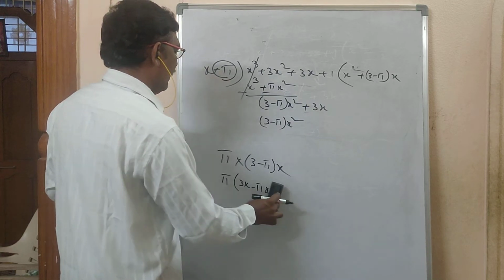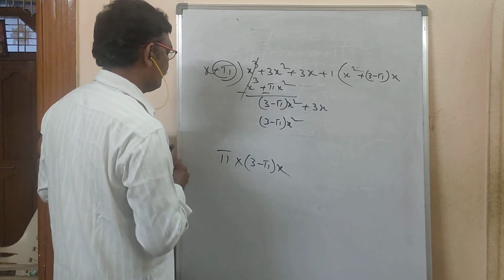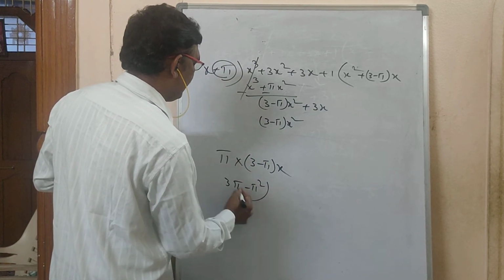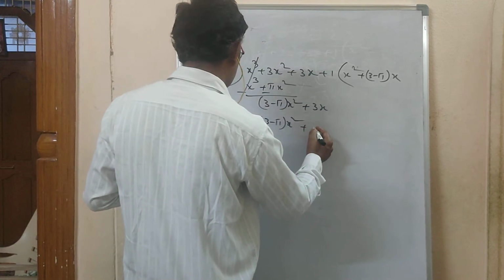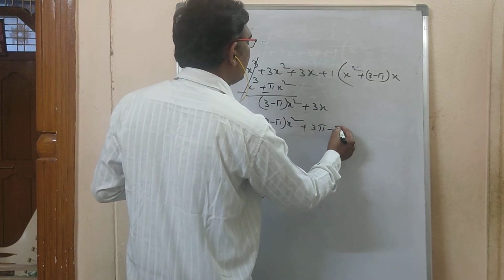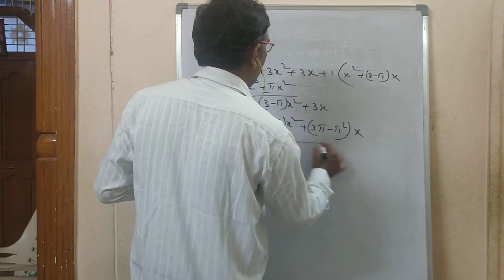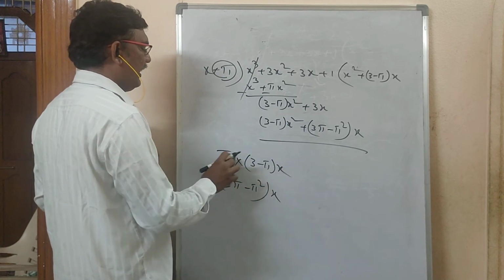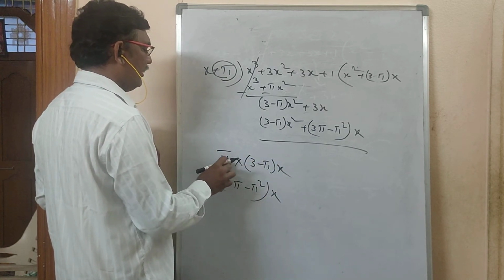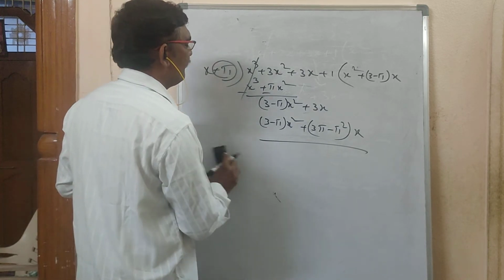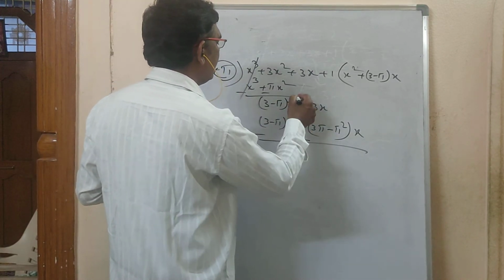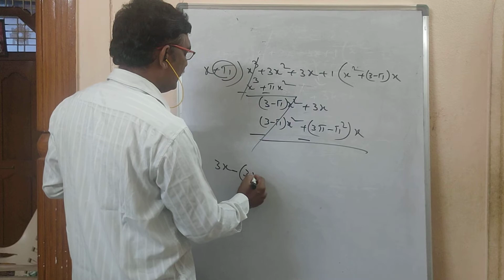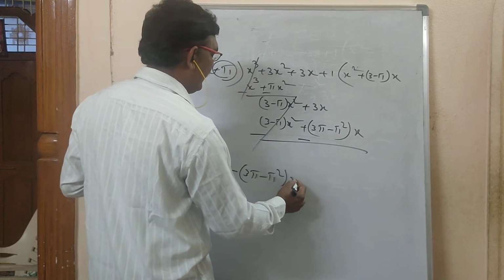Okay, do one thing. Instead of x, multiply these two. Pi into 3 is 3 pi. Pi into minus pi is minus pi square into x. So here I am writing 3 pi minus pi square into x. How to do multiplication? See here. Instead of x, I multiplied with pi. Pi into 3 is 3 pi. Pi into minus pi is minus pi square. Now subtraction. Same, these two will be cancelled. Here what you have, write down: 3x is there, minus of 3 pi minus pi square into x is there.